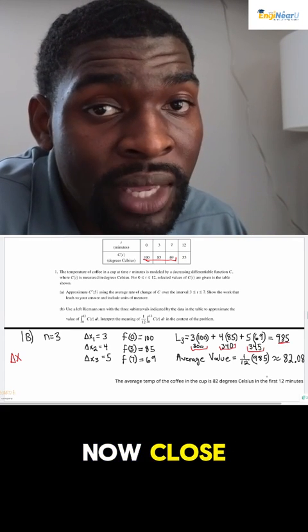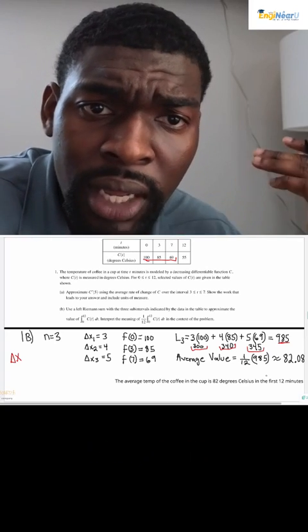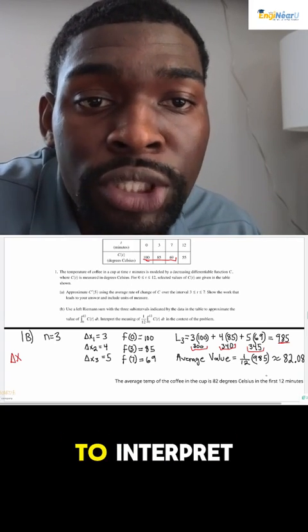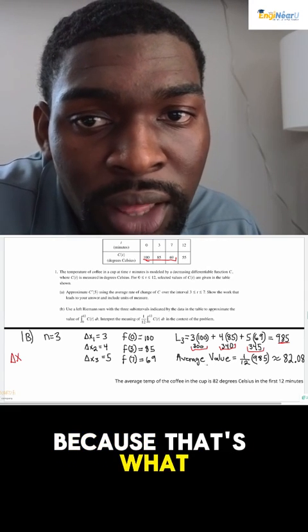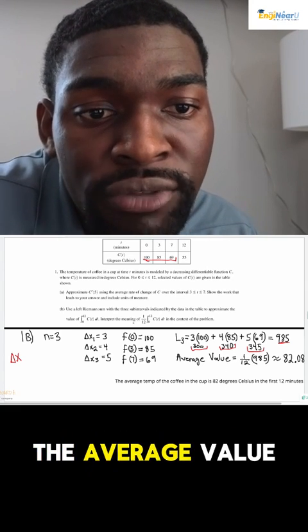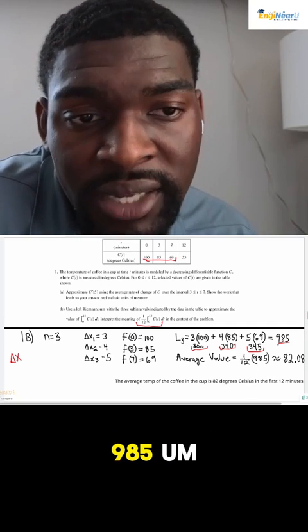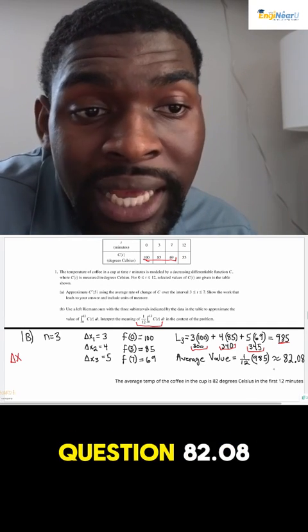Now, close, because that would be what we get if we solved here for our approximation. But that's not all that this question asks for. It also wants us to interpret the average value, because that's what this nice little equation here represents, the average value of 1 over 12. We're going to multiply that by our answer here, 985, and that will give us, using a calculator, 82.08.